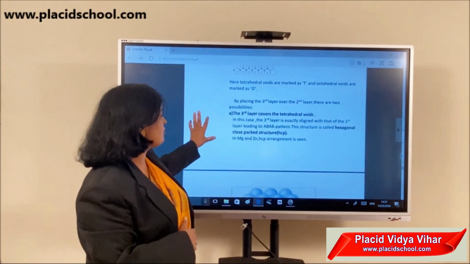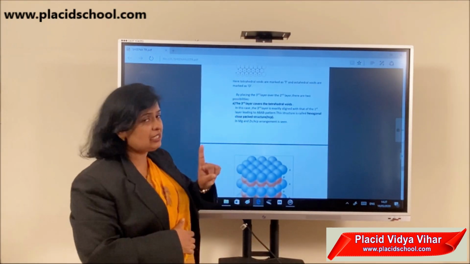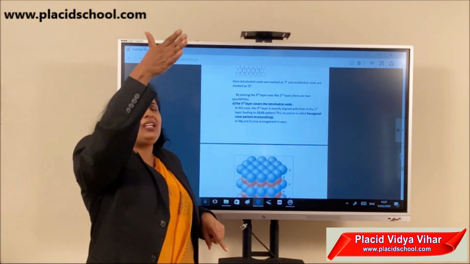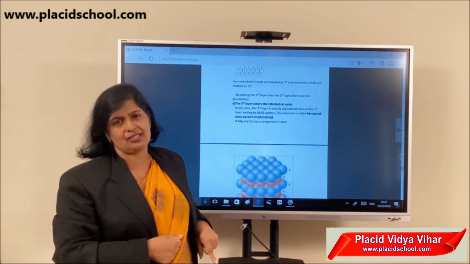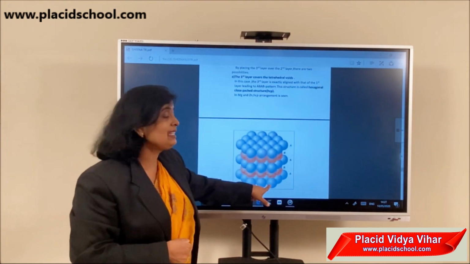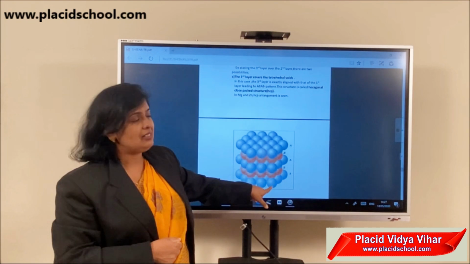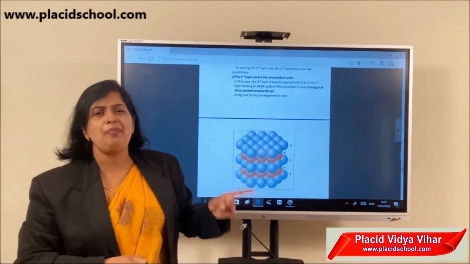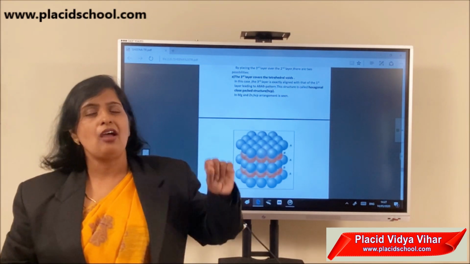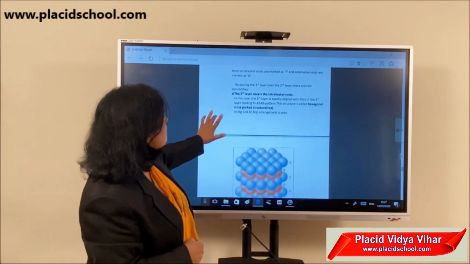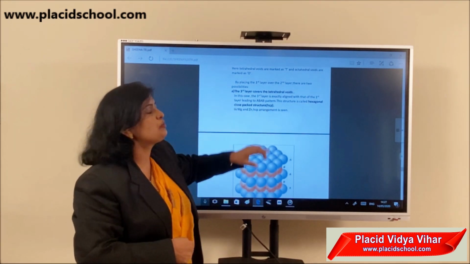So when the third layer covers the tetrahedral void, then the structure formed is, if I keep the third layer on the tetrahedral void, the third layer vertically aligns with the first layer. Vertically aligned, the third layer vertically gets aligned with the first layer. Then this type of pattern can be represented as AB, AB, AB type pattern, or another name is hexagonal close packed structure.